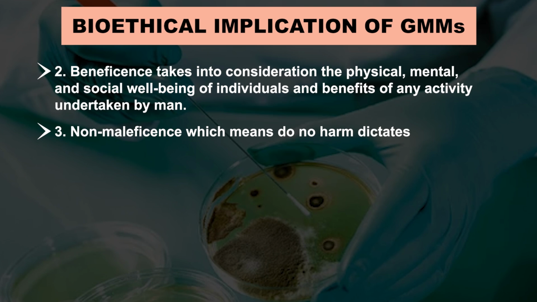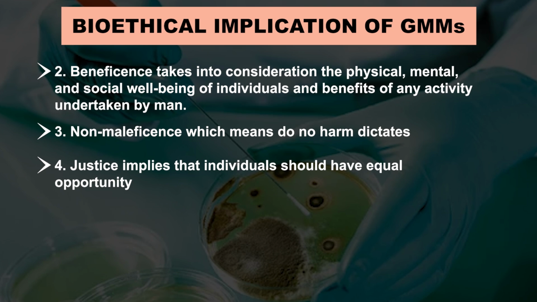The third is non-maleficence, which means do no harm. It dictates that we should be reasonably cautious about the premature use of a technology or any activity before potential risks are understood. The last is justice, which implies that individuals should have equal opportunity, there should be an even distribution of benefit and equal exposure to risk. In the case of vulnerable groups, special concern and protection should be assigned. These 4 principles set the basis for bioethics.